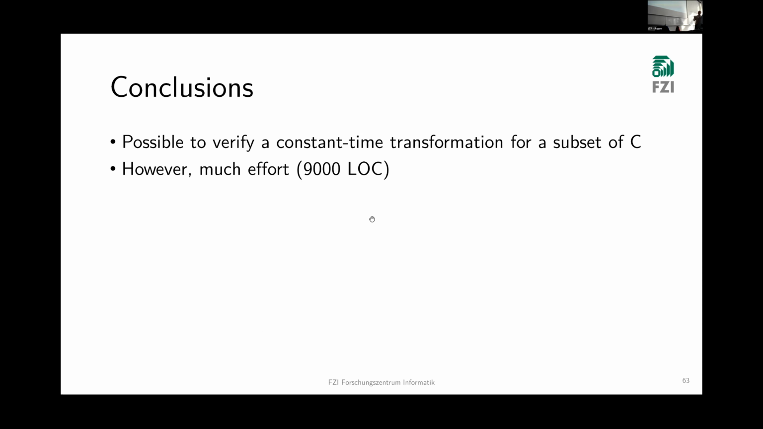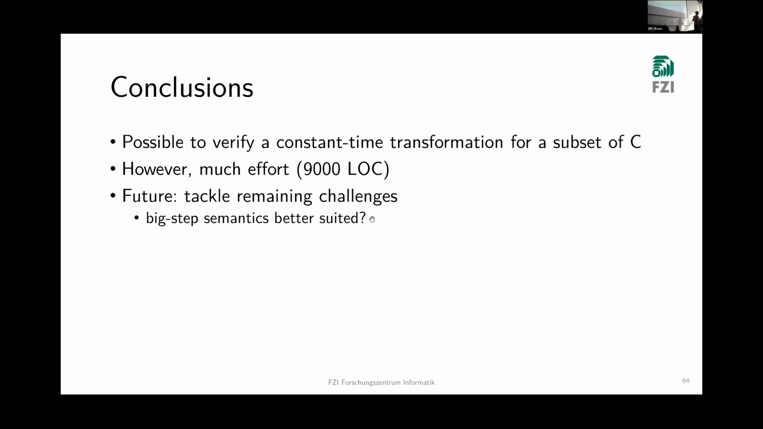So it is possible to verify a constant time transformation for a subset of C. It is possible, but it's still a lot of effort. So we have added 9,000 lines of code to CompCert for doing this. And so in the future, we may look into tackling the remaining challenges, to apply this approach also when there are function calls and loops in the program.